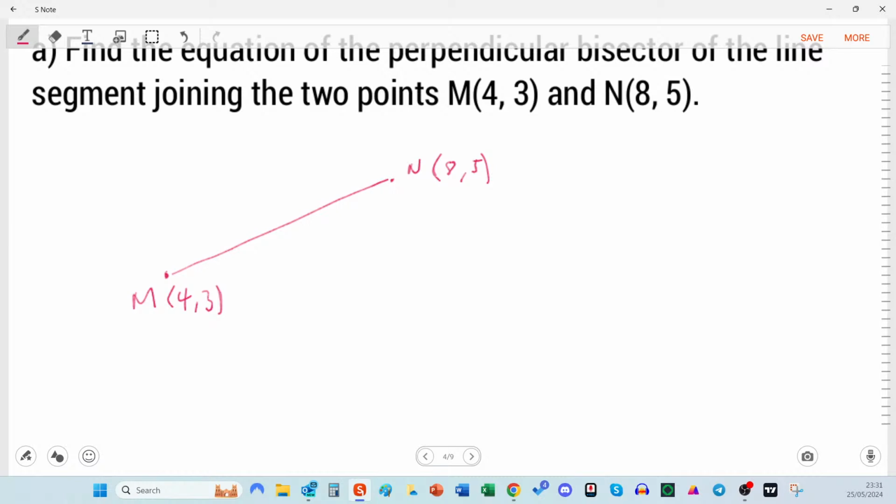That's tough. That's tough, but we can do it. Remembering what we need, okay? For any equation, we're going to need a gradient, M, and an intercept, C. And when you mention perpendicular, we're going to be using that idea of the negative reciprocal.